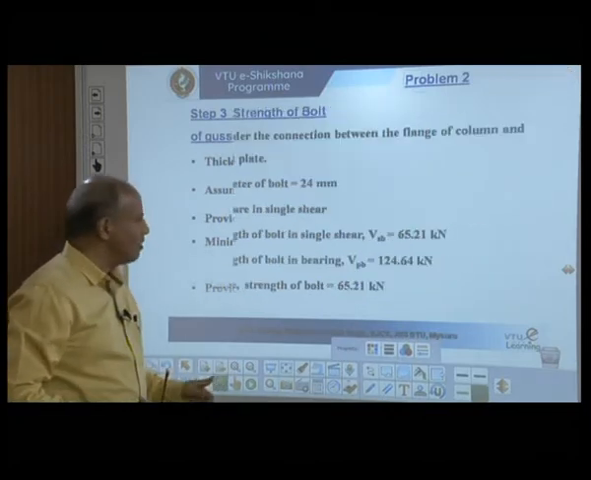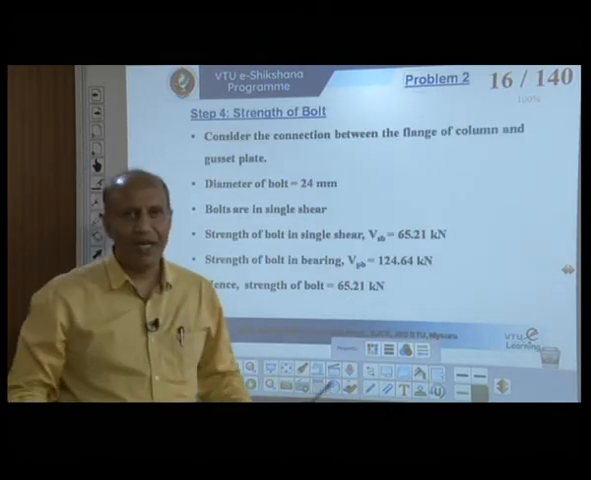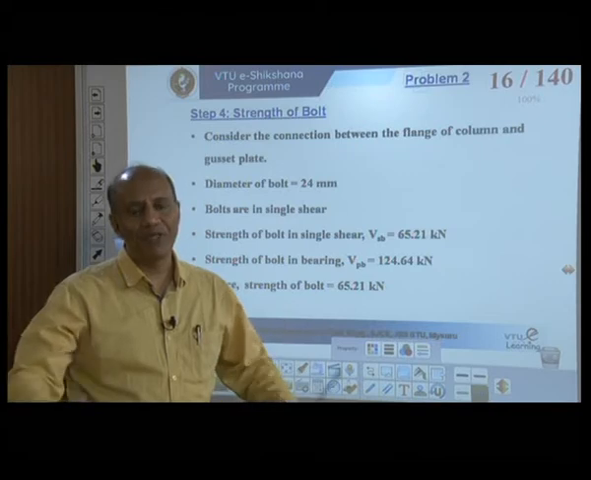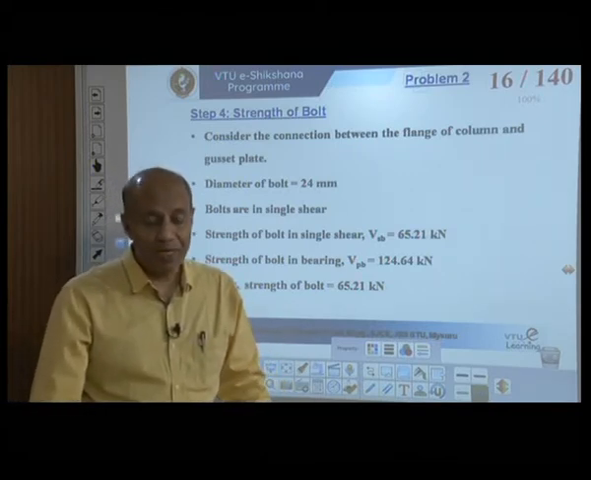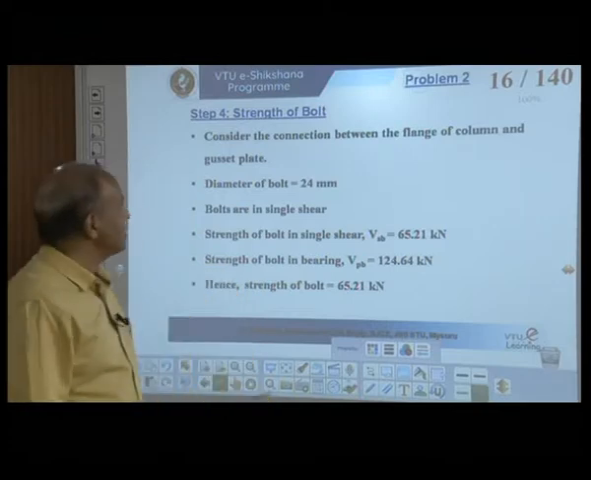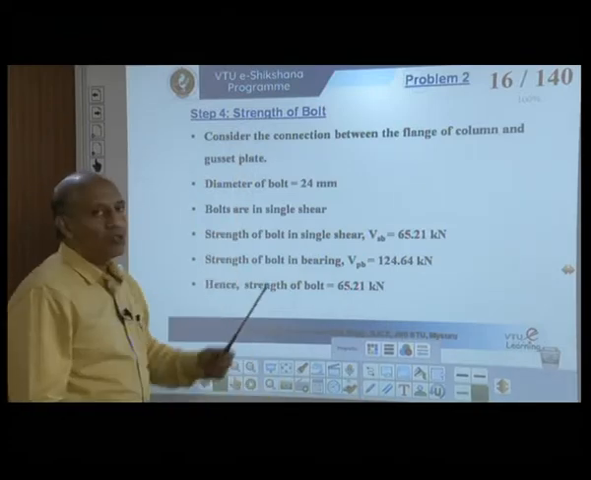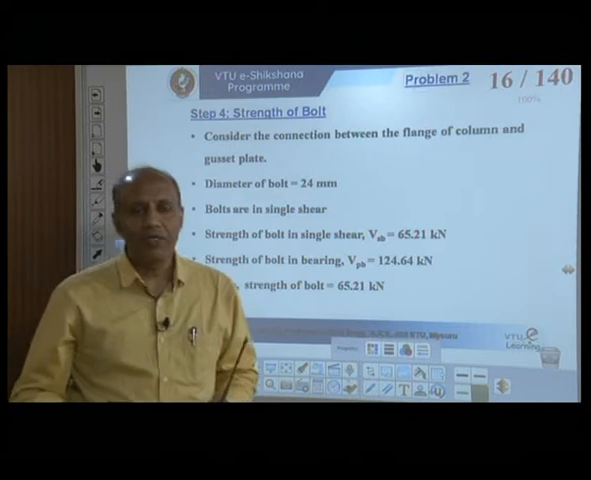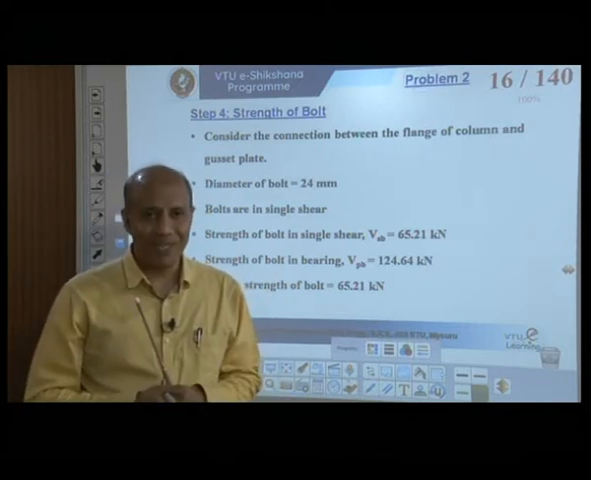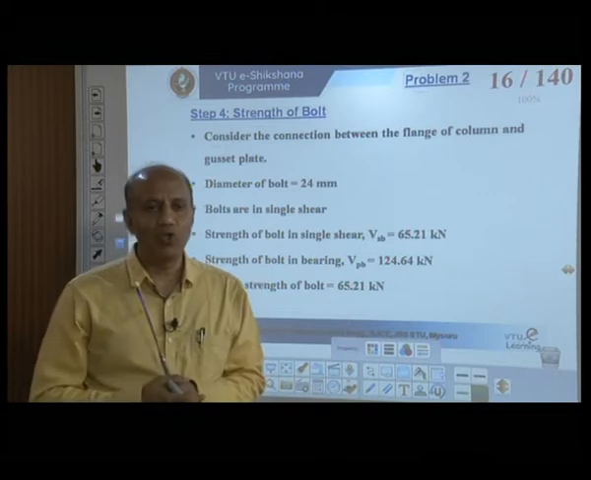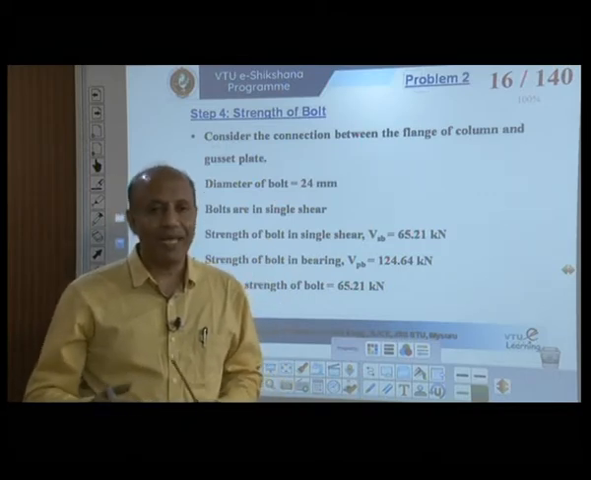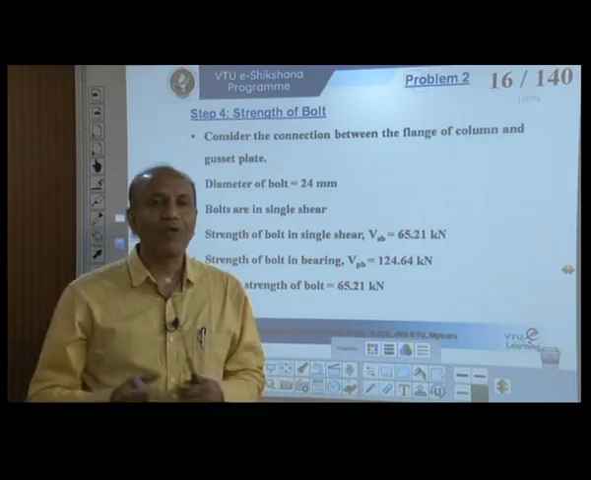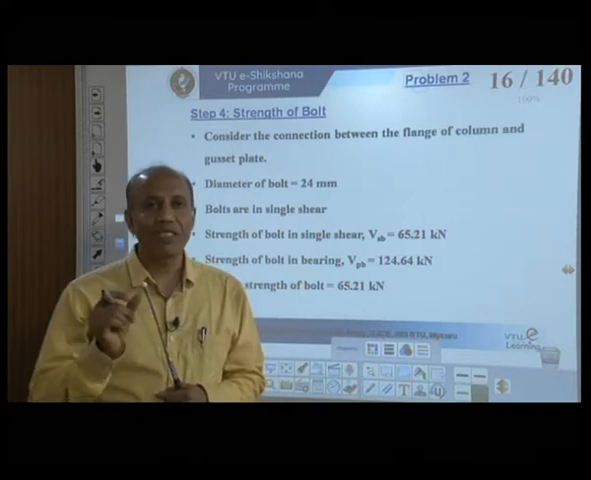Now, we have fixed up one dimension of your base plate, that is 620 millimeters. Now, the next thing that we are trying to talk about is, we need to accommodate a sufficient number of bolts here, so that you can assume that the connection is safe. So, the first thing is we have to understand, what is the bolt value that we have for the given size bolts.